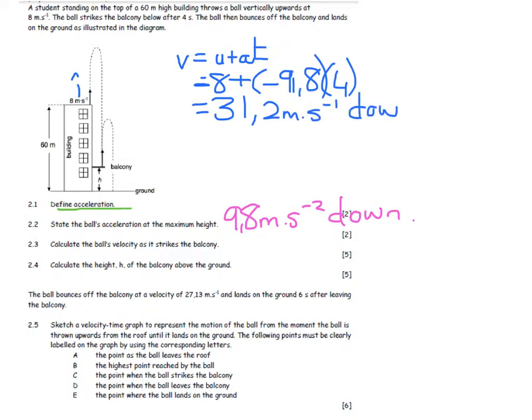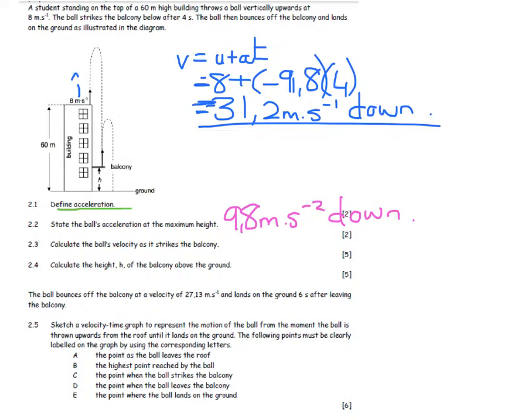How do I know it's going down? Because my answer turned out to be a negative answer, so I need to make it downwards. Then I need to know, but the question wasn't that. Yes, it was. It was what's the velocity as it goes. There we go. The next thing is calculate the height of the balcony above the ground.